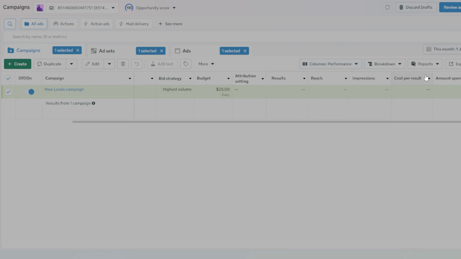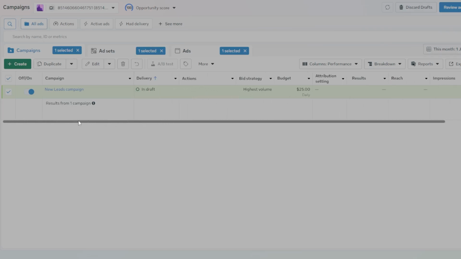CPA, or cost per action, is also one of the most important metrics. It shows you how much you're spending to get a purchase, lead, or other goal. The lower your CPA, the more efficient your ads are.